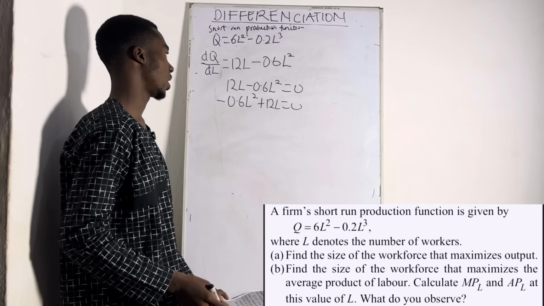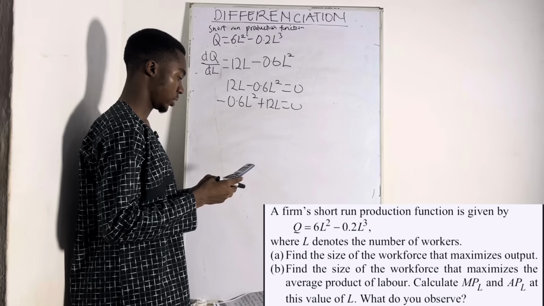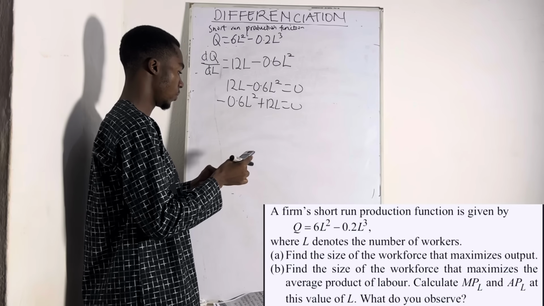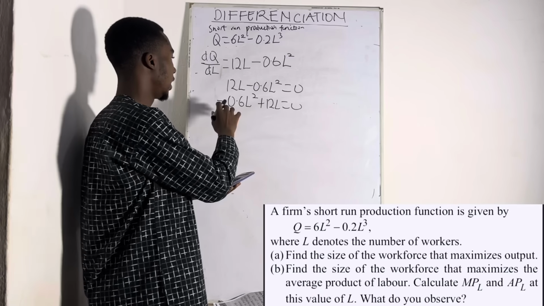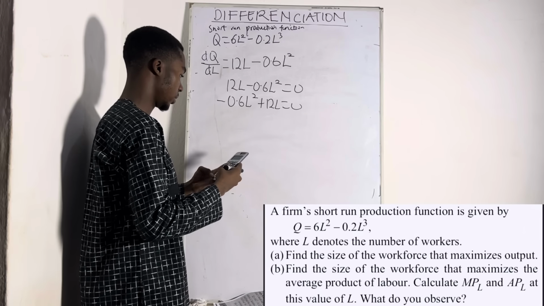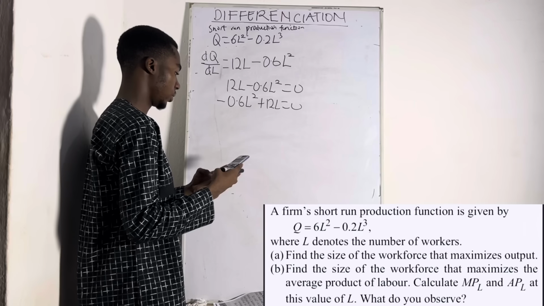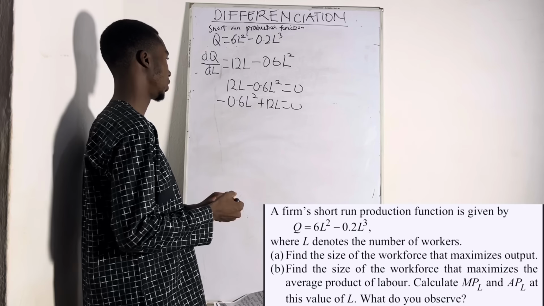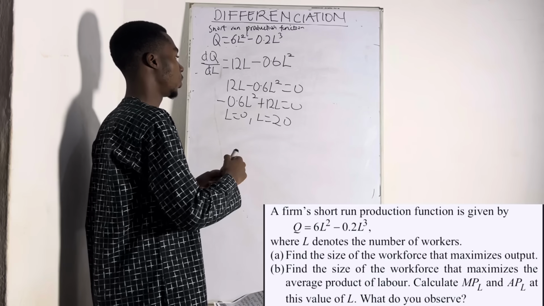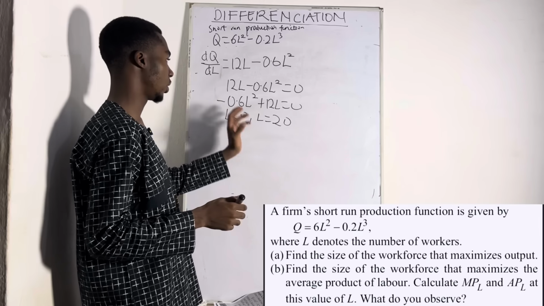Then here you can just point to the calculator. This part you don't need to do step by step because marks will not be awarded for it. So we go to MODE, more than 5, then 3. The coefficient for L squared is negative 0.6, and the coefficient for L is 12. Then the constant is 0. So we are getting 0 and 20. So L is equal to 0, L is equal to 20. You always take the positive one because obviously labor cannot be 0. It's not really likely. So L is equal to 20.